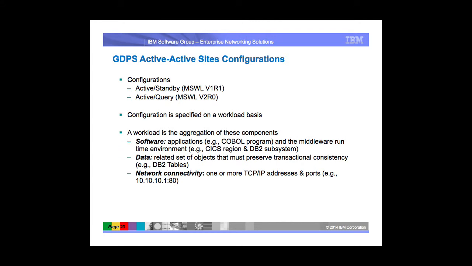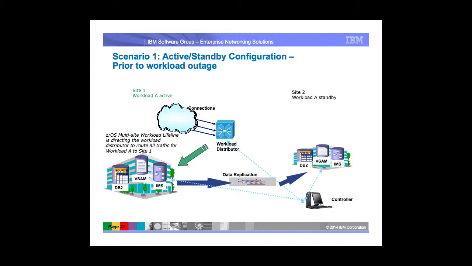On page 20, the configurations that we support today are active standby and active query. And I'll go into each of those here. On 21, when you look at an active standby solution, here we have Site 1 and Site 2, and this format is going to be repeated on a lot of these slides, so I'll just explain it the first time. On the left you have Site 1, on the right you have Site 2. You have connections coming into Workload Distributor, and right now, because Site 1 is active, you have all the workload going there and then data replication going to Site 2.